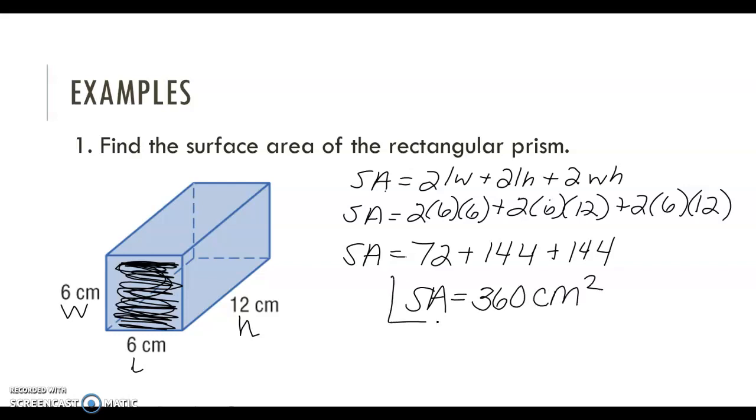And since we're still looking at area, surface area, it's still measured in square units, or in this case, square centimeters. So really what that 360 is telling me is that if I took the area of all the figures on this three-dimensional object, that's what the area would be, okay?